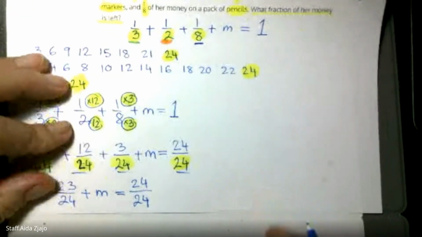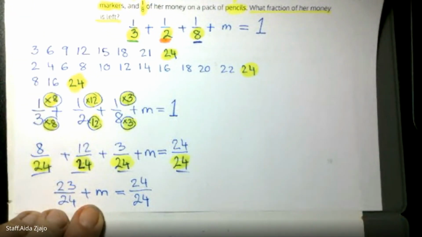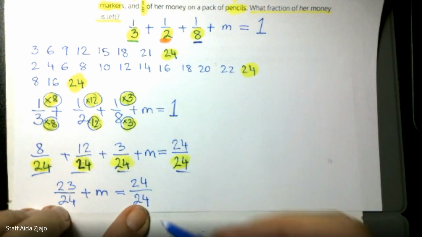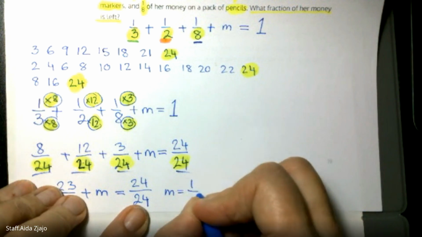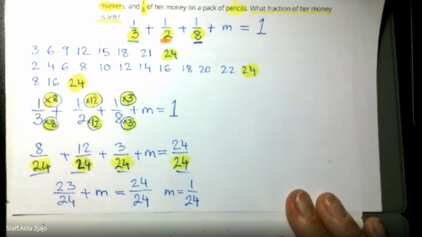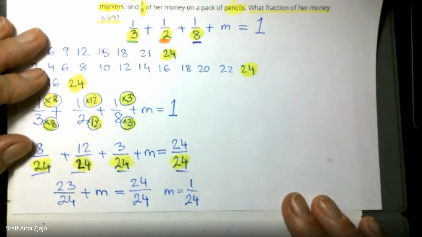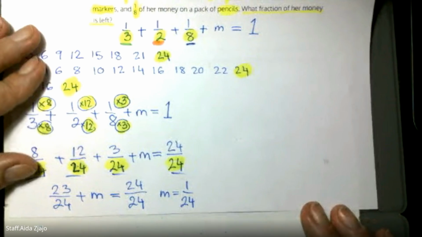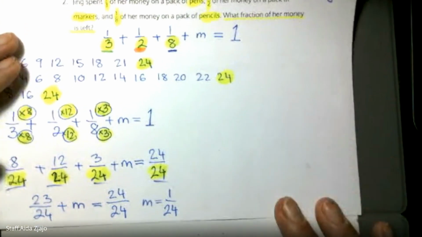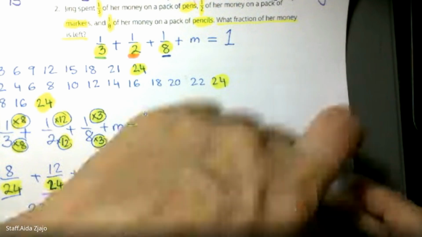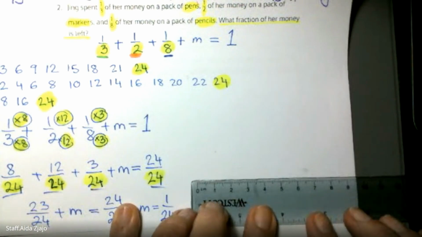So we can see that the missing part is 1/24, because 23 24ths plus 1/24 will be the same as 24 24ths. So M equals 1/24. What fraction of her money is left? 1/24 of the money is left. Okay. We can show this if we try to do this.